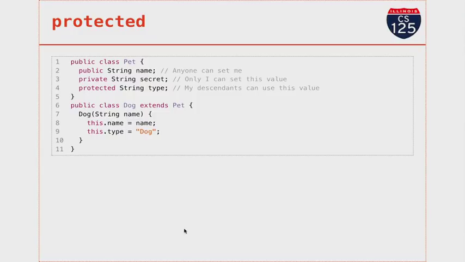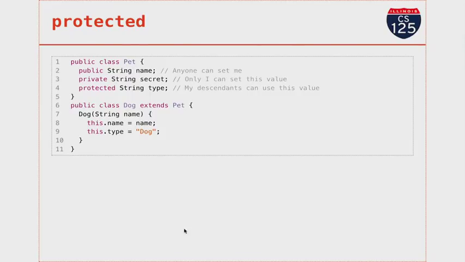So remember, public instance variables, anybody can modify. Anybody can read, anybody can write. Private instance variables or static variables can only be read or written by methods on that class. And normally what I do is I provide getters and setters for those. Protected values are different. A protected value can't be read or written by anybody, but it can be read or written by descendants of that class, any descendant.